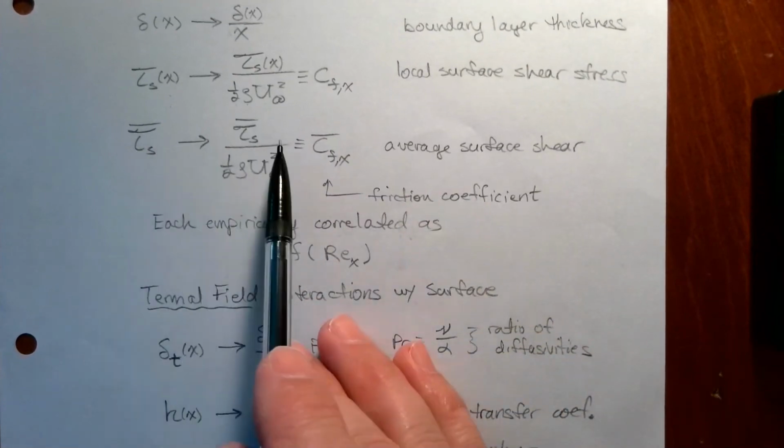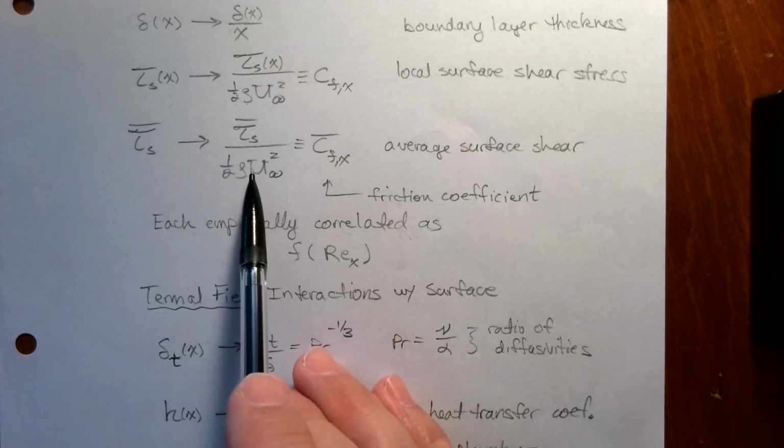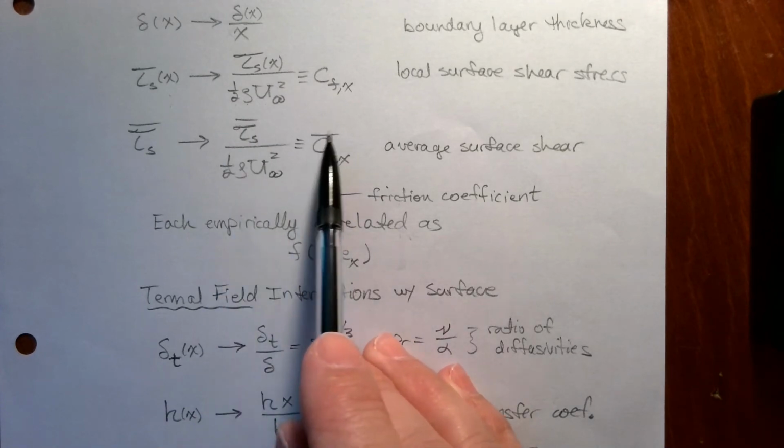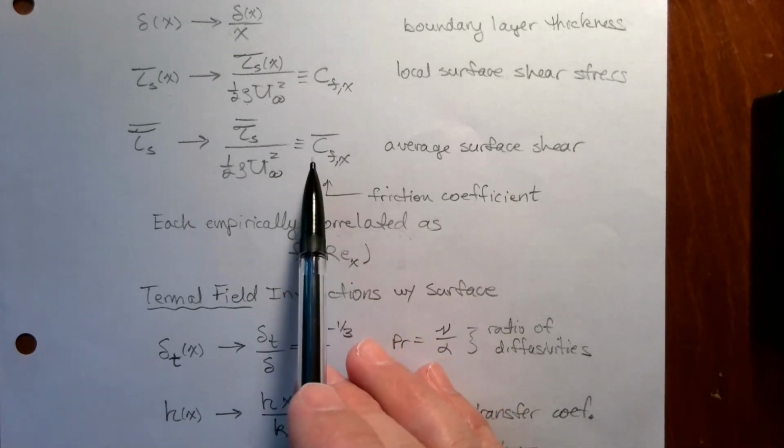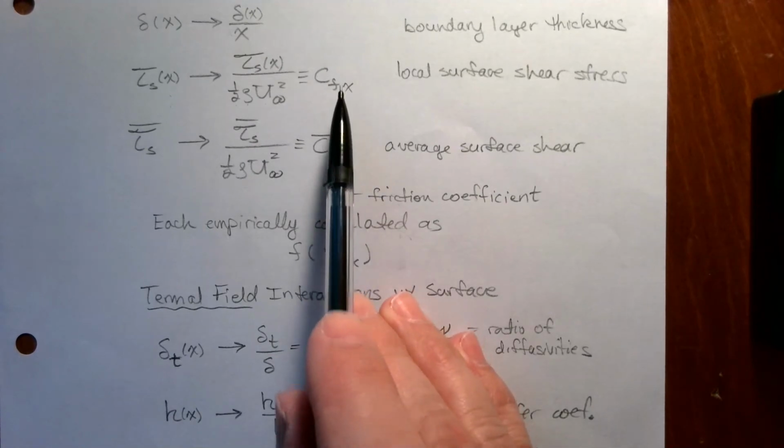If you do it in terms of an average, right, we just take the average shear, divide it by the same scale, and then we just put a bar over the top of it to indicate the average shear. So once again, we would say that this C_f bar is not the average of that.